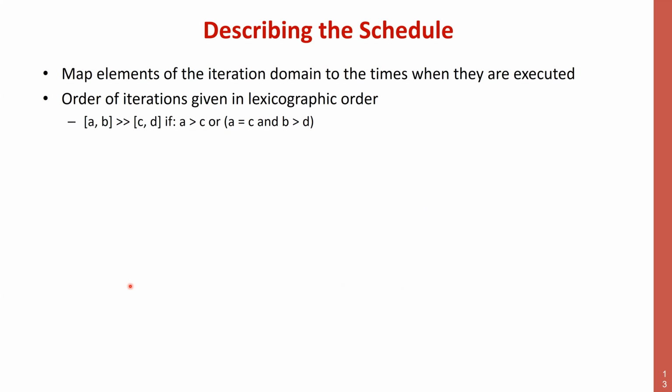And of course, depending on how I write my code, it doesn't mean necessarily that a smaller iterator, iterator i equal to 1, will come before iterator i equal to 3, right? Because of course I could be writing the exact opposite, that goes from n to 0, for instance, right?